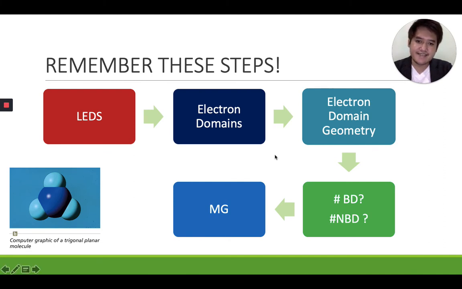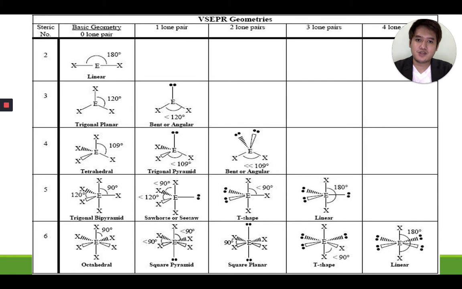First is the LEDs, then the number of electron domains. After that, we get the electron domain geometry. We get the number of bonding domains and the non-bonding domains so that we can get the molecular geometry. Now, in your module, we actually have this particular table. We have the steric number, which represents the number of electron domains. So for example, we start with 2, which gives us here on the first column the possible electron domain geometries.